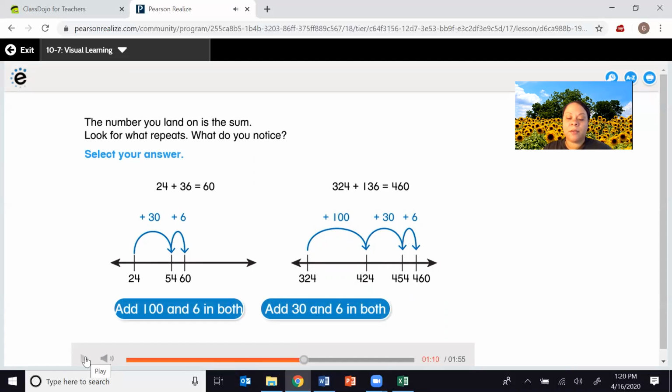Well, we already talked about what we noticed was the same. But let's talk about the work itself in these hops. What do you notice in these hops? This one did not do a hop of hundreds because there's nothing in the hundreds place. But they do both have a hop of plus 30 and a hop of plus 6, so it has to be this one.